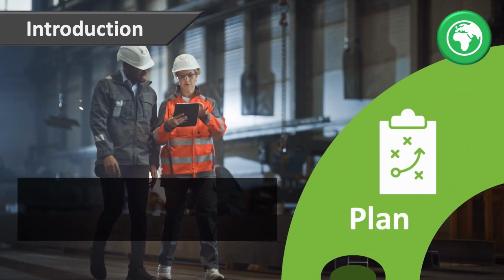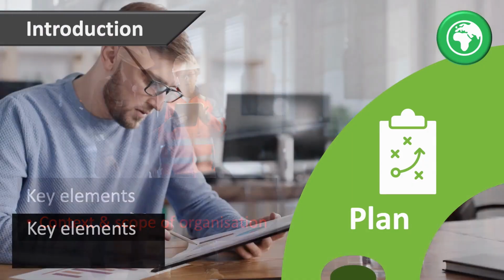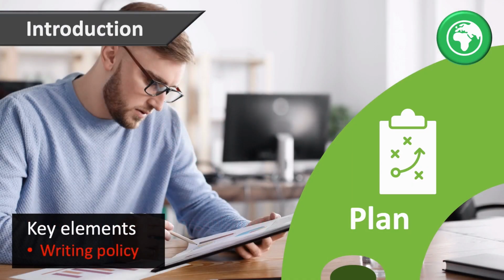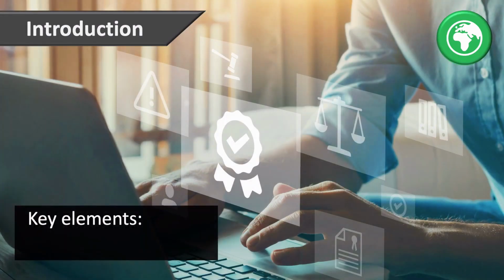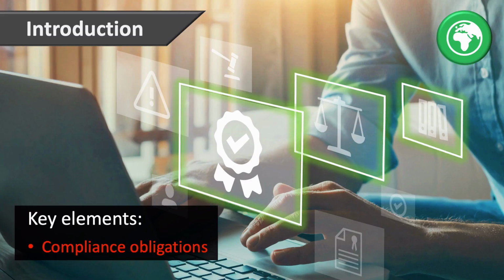We then started looking at the plan stage, and key elements that form a part of it, including determining the context and scope of your organization, and writing a policy. In this module, we will continue with another key element of the plan stage, compliance obligations. To review, compliance obligations are the relevant laws, regulations, and other requirements your organization must adhere to.